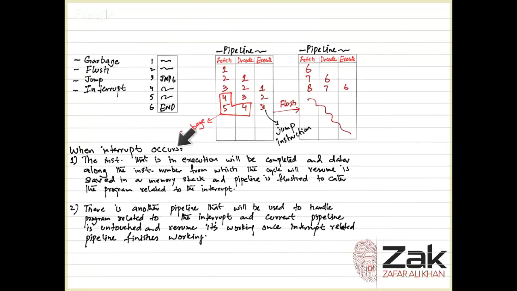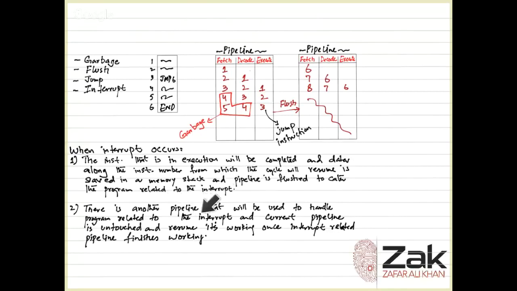When an interrupt occurs, the instruction that is in execution will be completed, and the data along with the instruction number from which the cycle will resume is saved in the memory stack, and the pipeline is flushed to cater to the program related to the interrupt. This is one general wisdom, knowing what we learned earlier and just now. There is another pipeline.